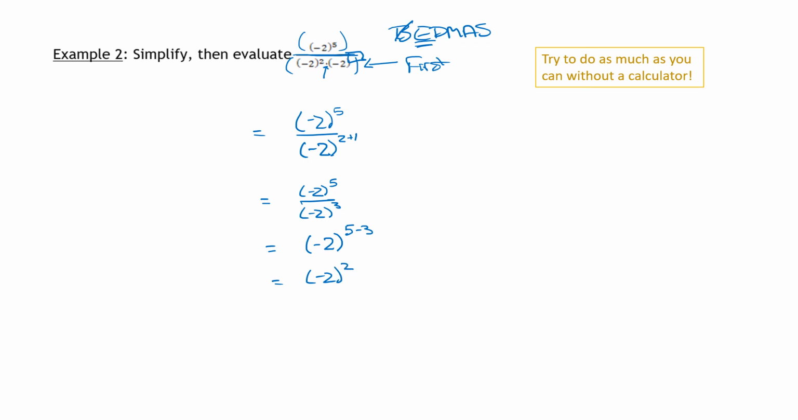And looking up the question, it said simplify. I did that. And then evaluate. So I have to evaluate my final answer. What is (-2)^2? So that is the same as writing -2 in the brackets out twice because the exponent's touching a bracket. -2 times -2 is 4. So there's my final answer for our last example.